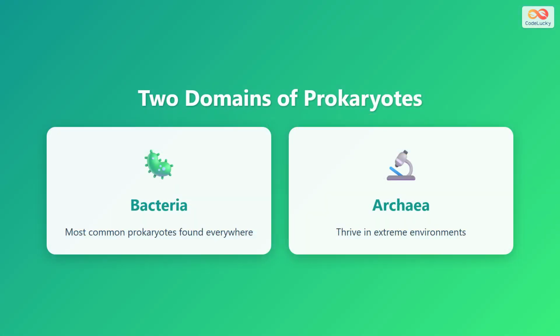All prokaryotic life falls into two distinct domains. The first domain is bacteria, which are the most common prokaryotes you'll encounter. They're found practically everywhere on Earth. The second domain is Archaea. These are special prokaryotes that often thrive in extreme environments like hot springs, salt lakes, and deep ocean vents.